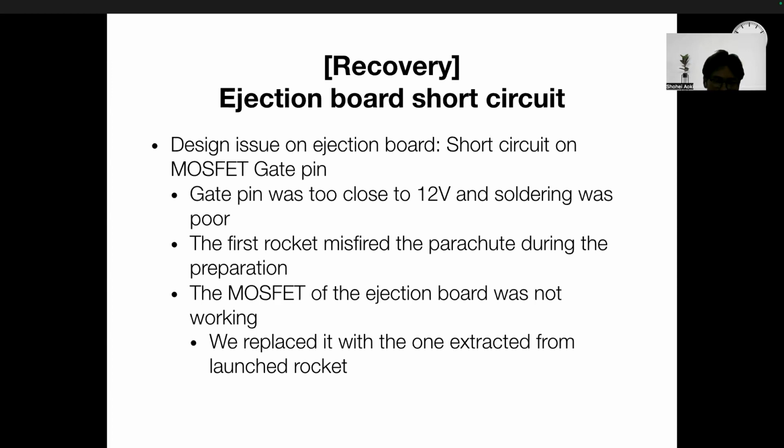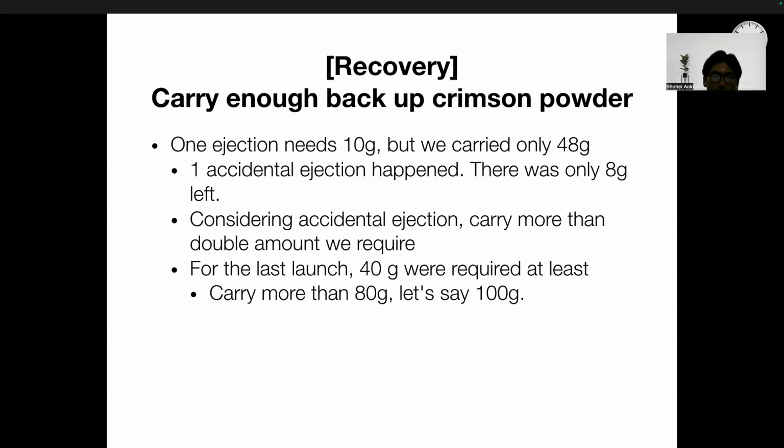And again, because of the last minute work, we didn't have much time to confirm there was no short circuit. So again, we have to prepare in advance. And also as for the crimson powder, because there was accidental firing, we lost 10 grams of crimson powder.